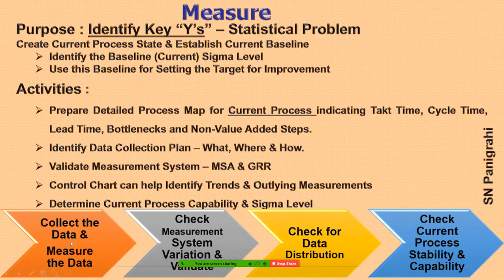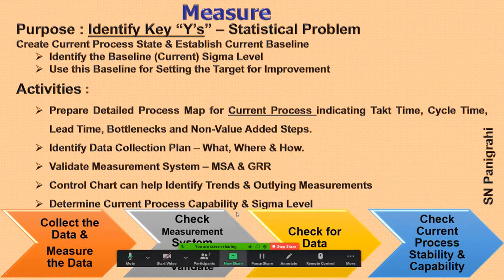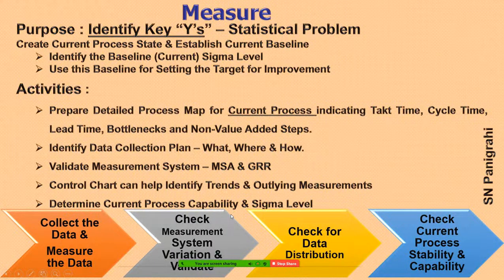So here we collect the data and measure the data, then check the measurement system variations. Then check the data distribution, whether it is following the normal curve or otherwise, that has to be found out. And then check the current process stability and capability, whether the current process is stable or not, or whether it is capable of delivering the required deliverables. That is what we find out in the measurement phase.